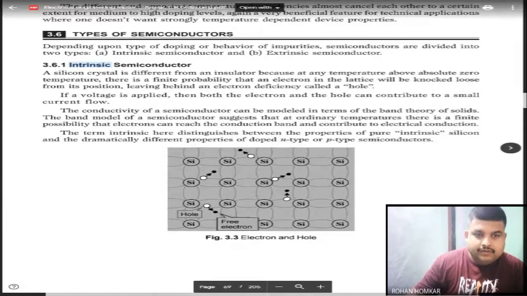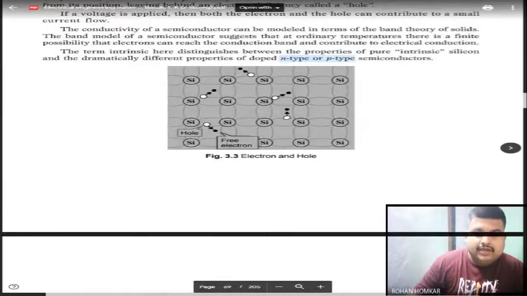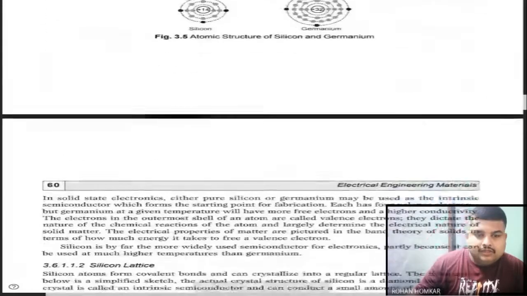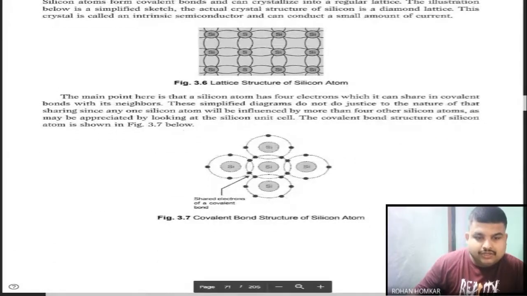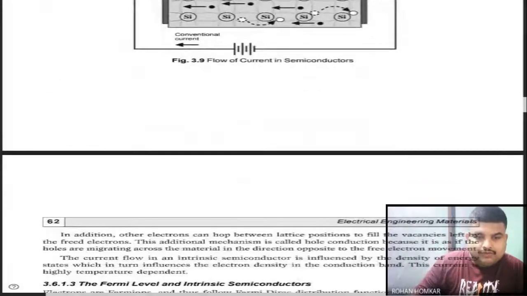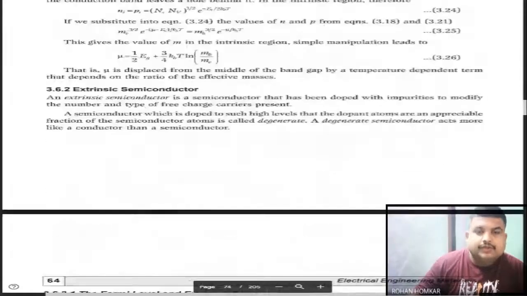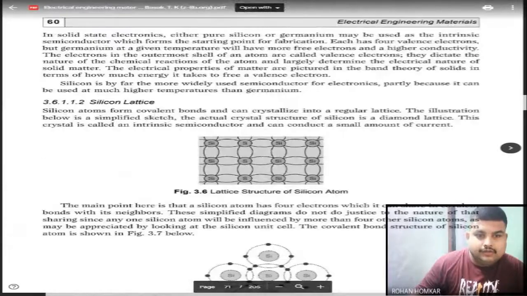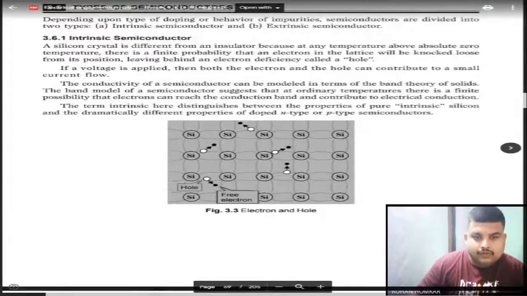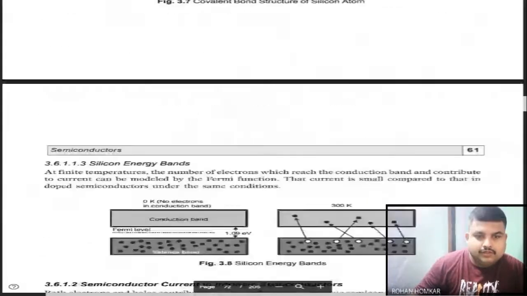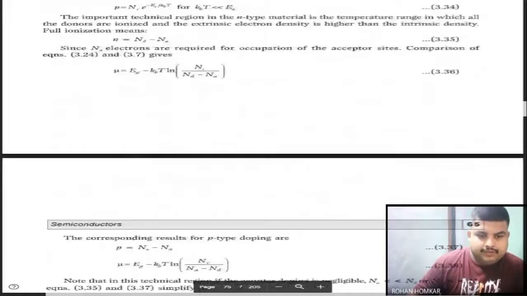Second one, when it is doped to form n type and p type semiconductors, then we have an added electron in the structure, with shared electrons for covalent bonds. I will give you the diagram also where you can find the structure of semiconductor material. So one is the intrinsic semiconductor, this particular diagram of the intrinsic semiconductor.